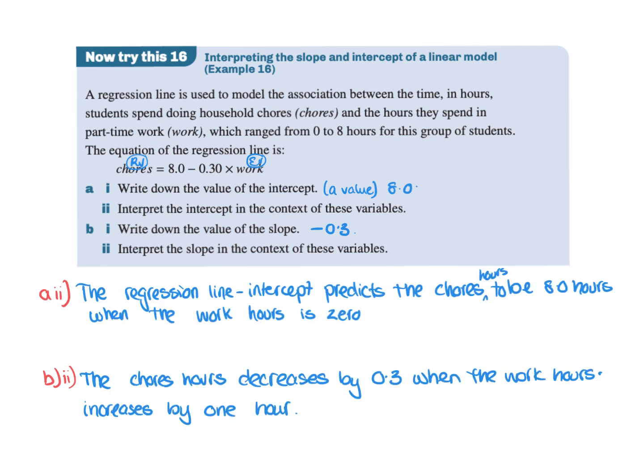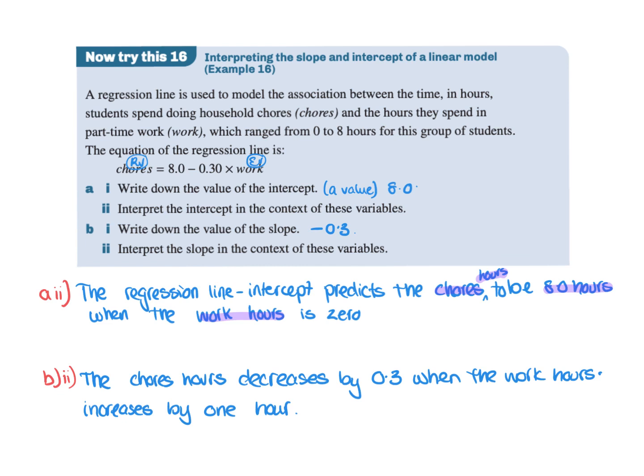All right, so let's have a look here. The first one, when we had to interpret the intercept, the A value, it says the regression line intercept predicts, it just says chores, but that doesn't make sense. So I chose to say the chore hours to be 8.0. You needed to fill that in, hours when the work hours is 0. Okay, so that was the other thing. So that's done. And then when we had to interpret the slope, it's negative.